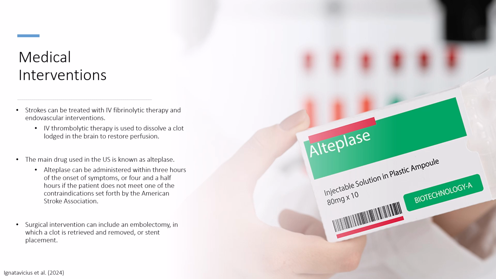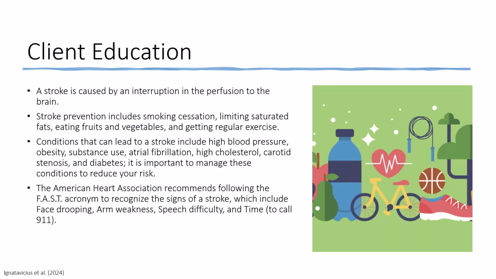There are a few medical interventions that can be done for a stroke. The main drug used in the U.S. is known as alteplase, also known as TPA, and it has to be administered within 3 hours of the onset of symptoms or 4.5 hours if the patient does not meet one of the contraindications set forth by the American Stroke Association. There's also a surgical intervention that can be done called an embolectomy, in which a clot is retrieved and removed, or a stent placement.